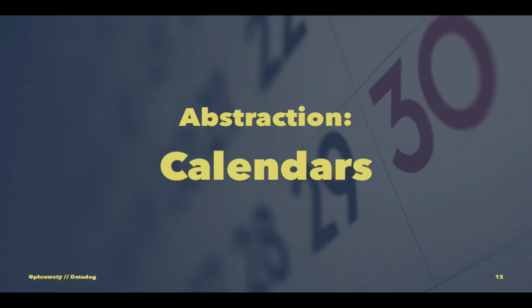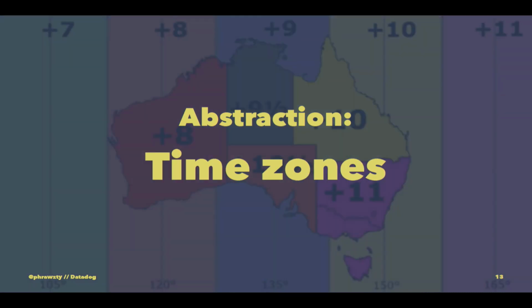Pretty straightforward. Calendars are an interesting abstraction because they use the language of spatial relations to talk about time. For example, what is the distance between the 1st of January and the 1st of December? It's actually a harder question to answer than you might think. Then you have time zones. Time zones take it a step further, and they use the language of spatial distances to talk about time in a direct way. For example, how many hours are there between Sydney and London? Time zones are also non-Euclidean, which is really fun if you're into mathematics.